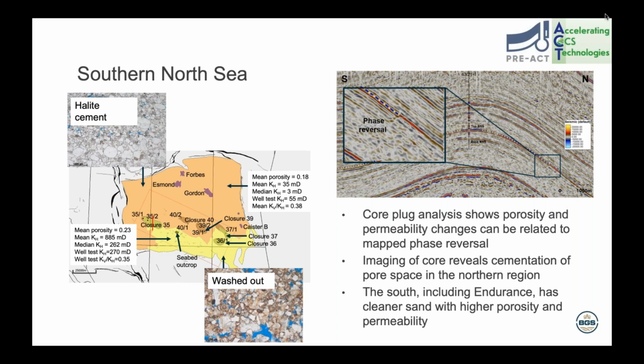Similar to what Max showed during her interpretation, we can also do some core plug analysis, looking at the porosity and permeability, and relate that to this mapped phase reversal. On the left, we see the extent of this using yellow and orange, and the change in properties that we see to the north and south of the Bunter mapped around this phase reversal. The south, including the Endurance structure, seems to have much cleaner sand of higher porosity and permeability, which suggests a better candidate for CO2 storage. Next slide, please.